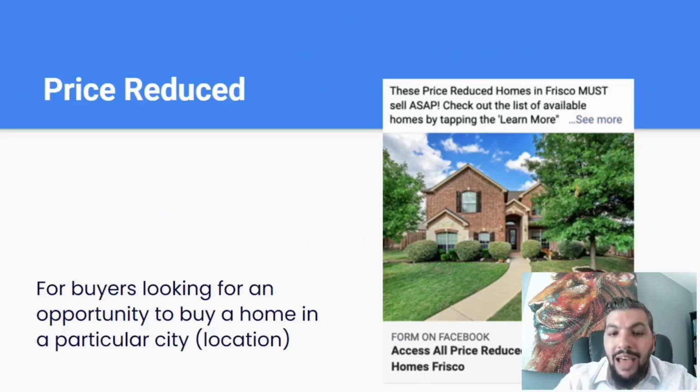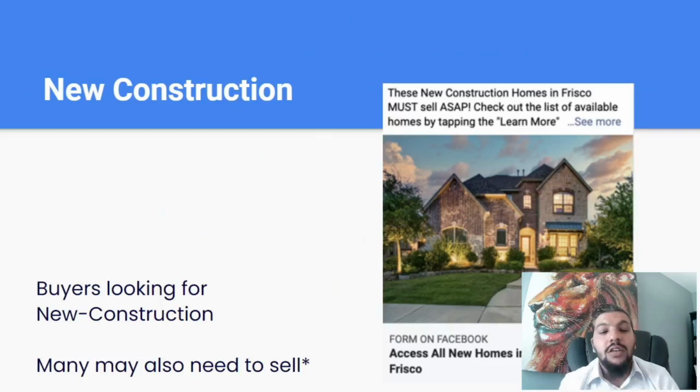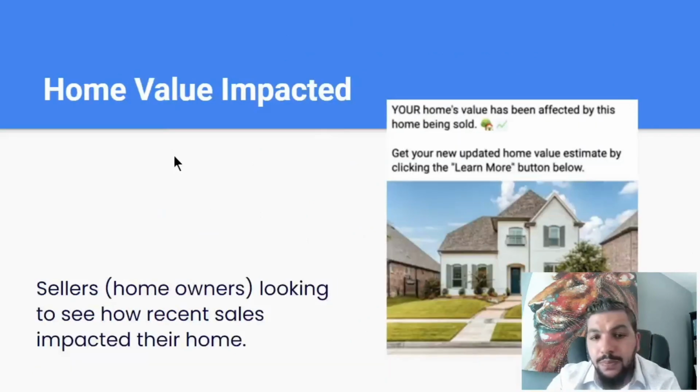So this is for buyers who are looking for an opportunity to buy a home in a particular city or location, right? Next is new construction. This is another campaign that's doing very well right now, and this is for buyers looking for new construction. Many may also need to sell, right?